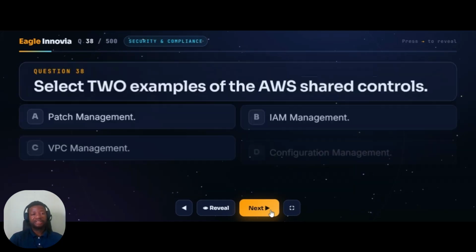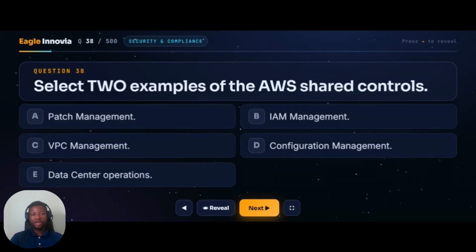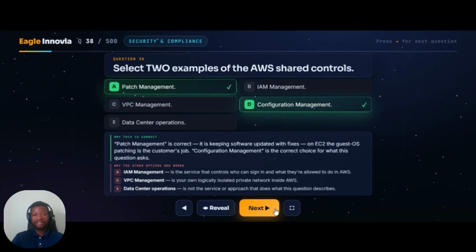Question number 38. Select two examples of the AWS shared controls. A. Patch management. B. IAM management. C. VPC management. D. Configuration management. E. Data center operations. The correct answers are patch management and configuration management.